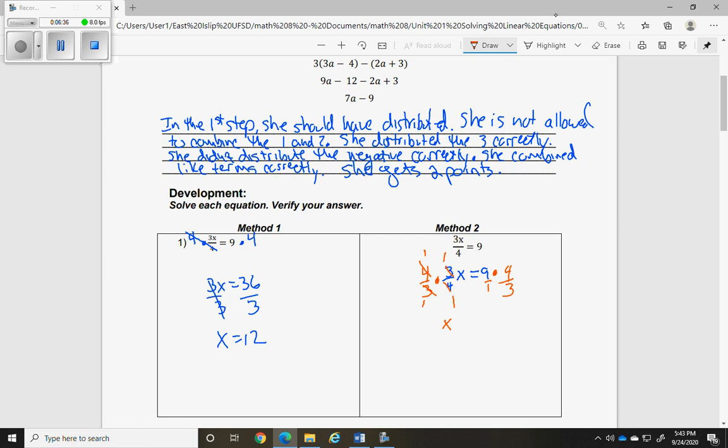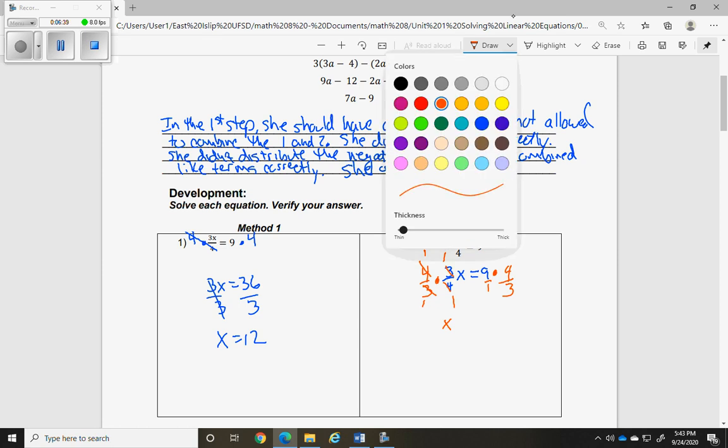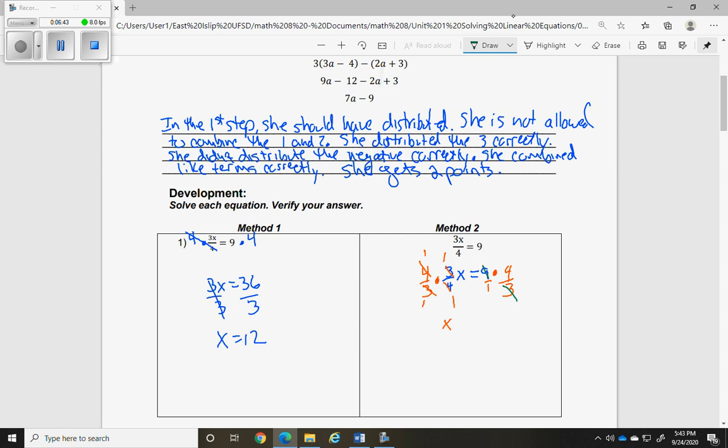I'm going to think about this 9 as a fraction so that I can now simplify. I know that the 3 and the 9 simplify. And now if I multiply the top numbers, I get 12. And if I multiply the bottom numbers, I get 1. So guess what? I have the same answer.